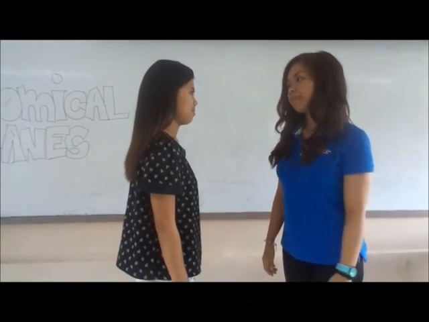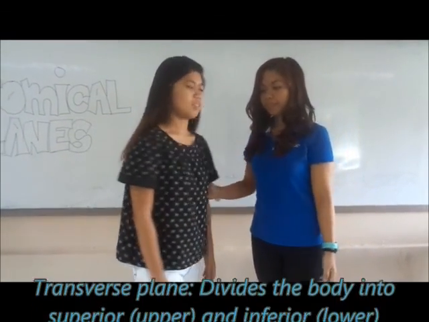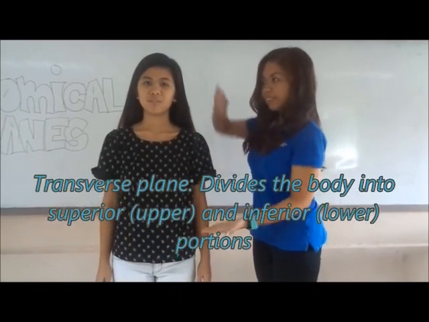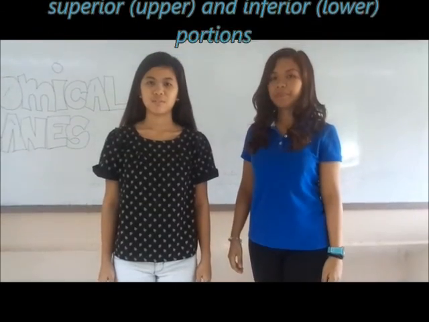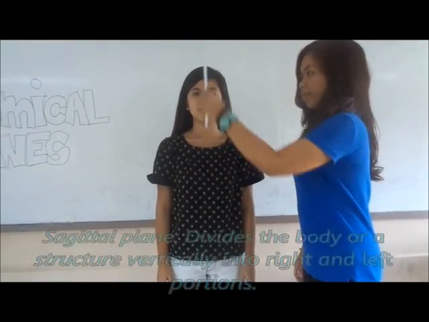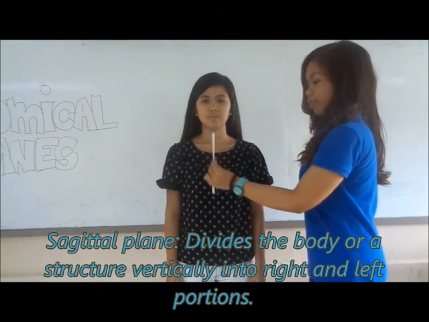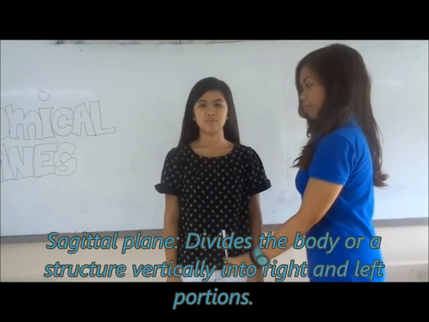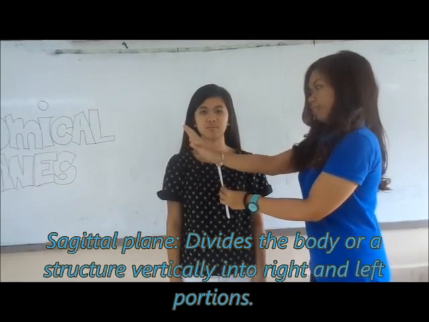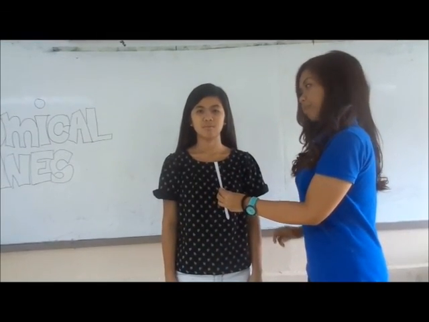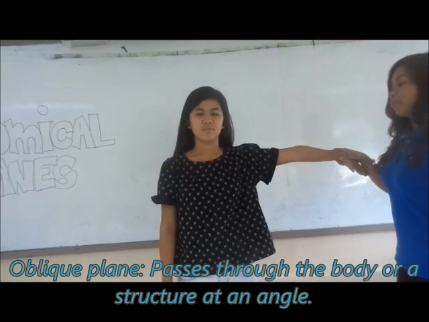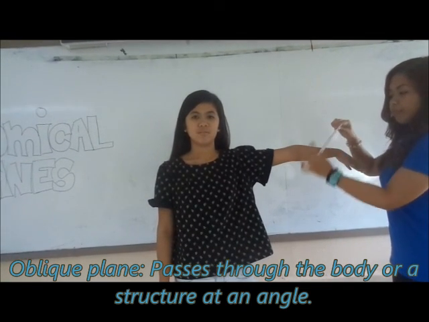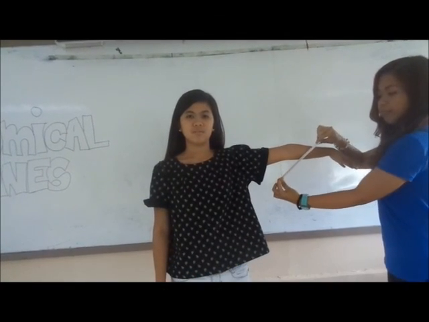The transverse plane. It divides the body into superior or upper and inferior or lower portions. Sagittal plane. It divides the body or a structure vertically into right and left portions. Oblique plane. It passes through the body or a structure at an angle.